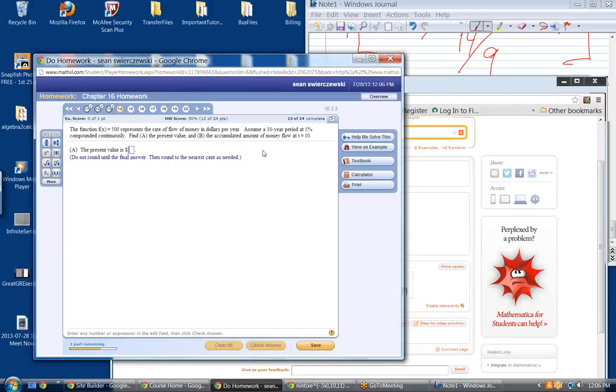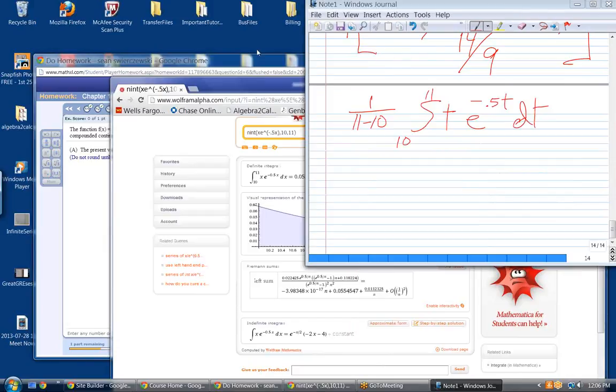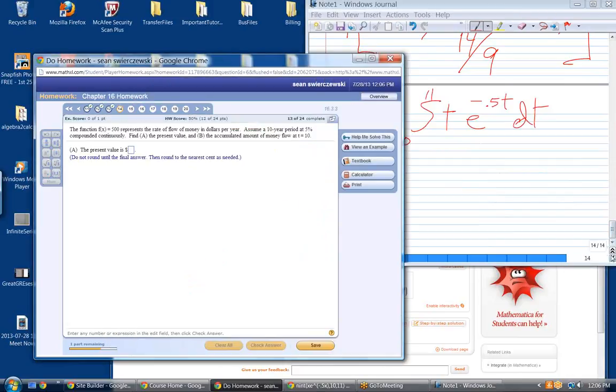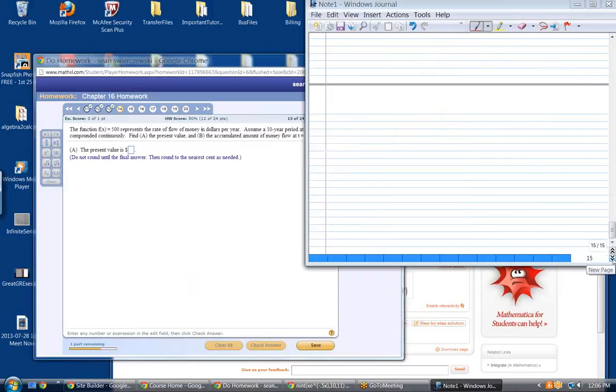Not sure I know the formulas for this. Let's see. Actually, I think I do. When you have continuous compounding, you have A equals A e to the kt. Where's r go? Do you have a formula for continuous compounding? No, I don't. Let me look it up.